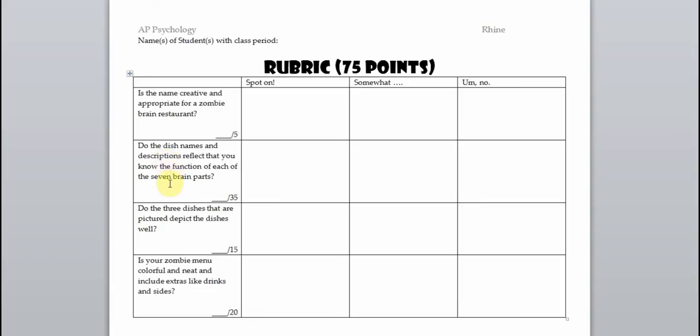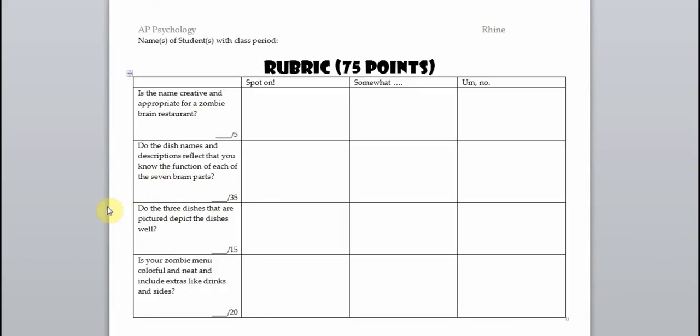You need to include your 7 dishes. Your dish names and their descriptions must reflect that you know the function of each of the 7 brain parts that you have chosen. So not only do they have the name of the brain part in them, but within the description of the dish, you have somehow worked in the function of that brain part as well. So you're demonstrating that you understand what that part of the brain is responsible for.